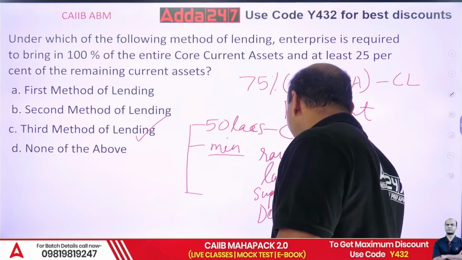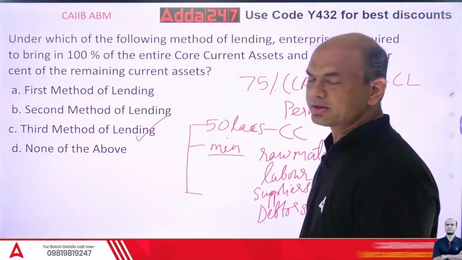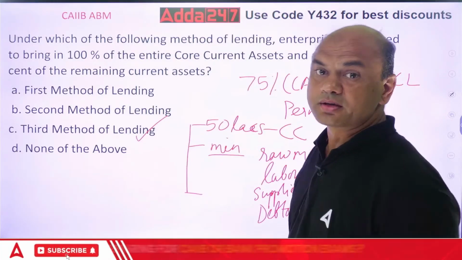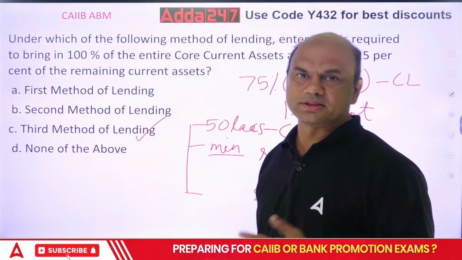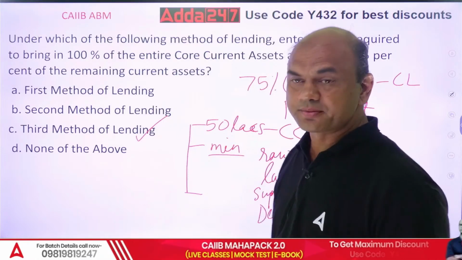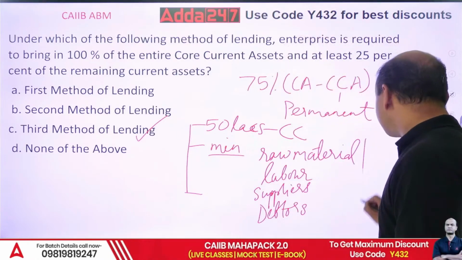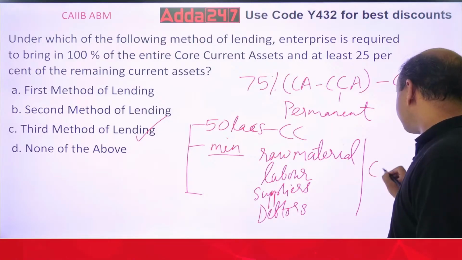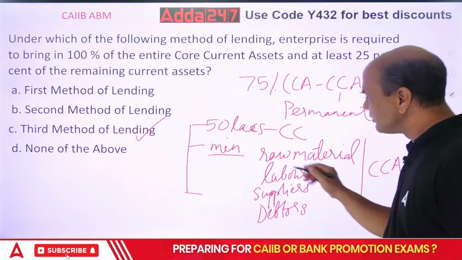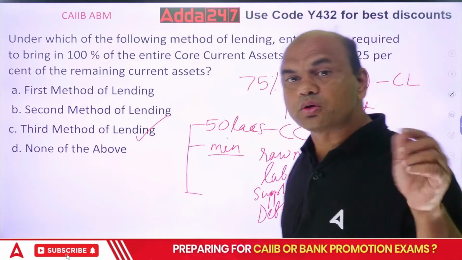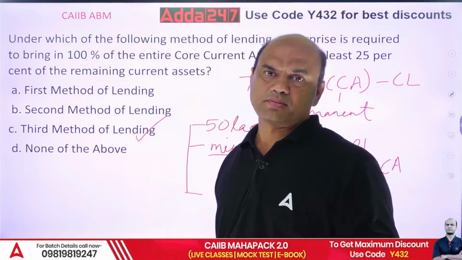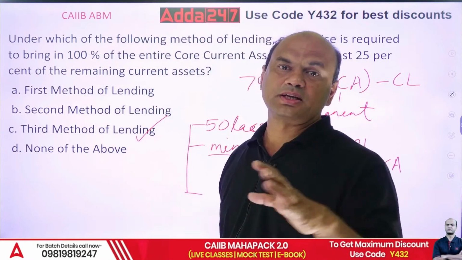So what is the minimum level? This minimum level is classified as a core current asset. So the bank says this minimum level, at least you bring from your own money. After that, whatever is the difference, I'll find out.